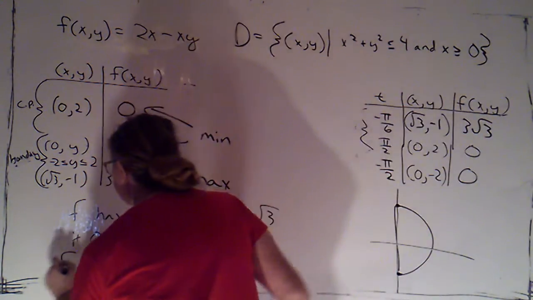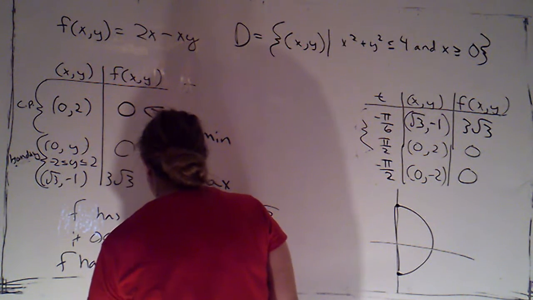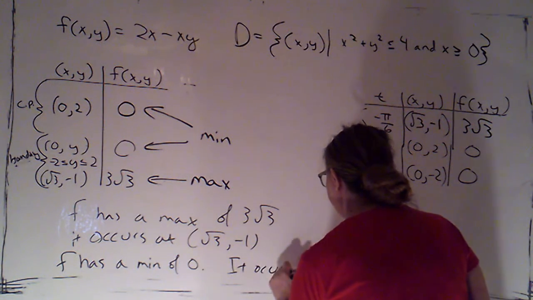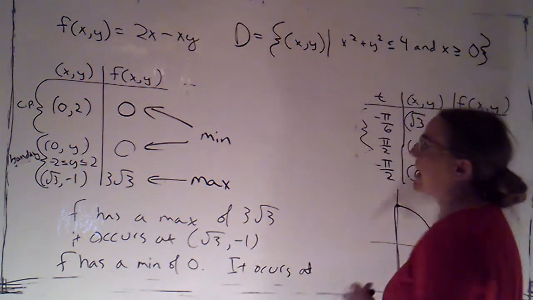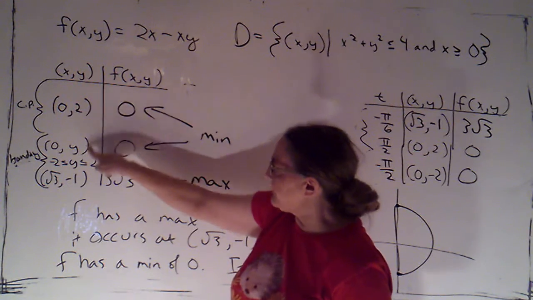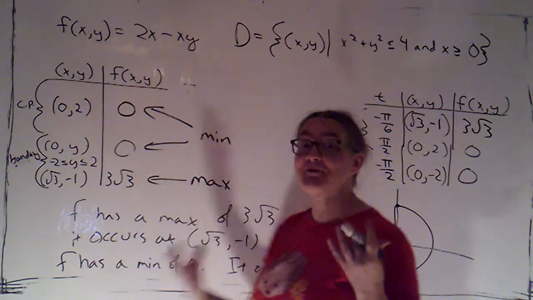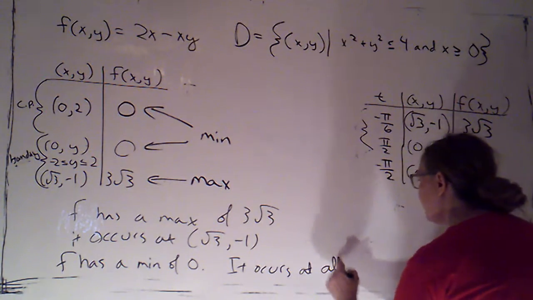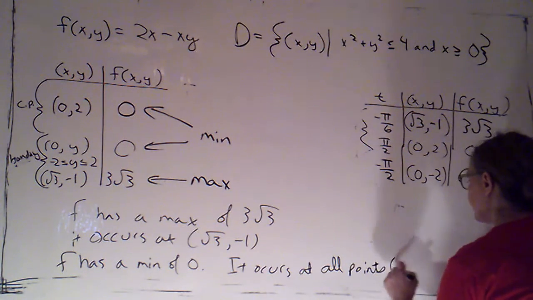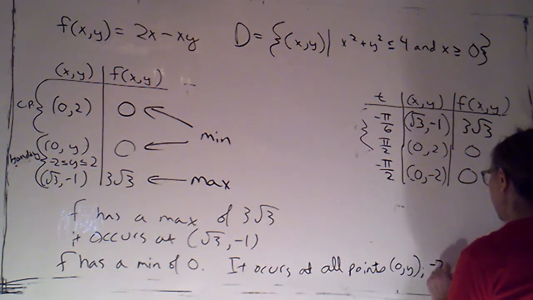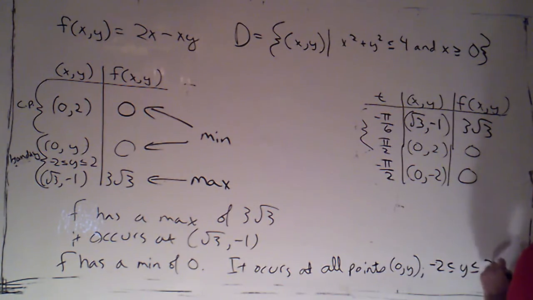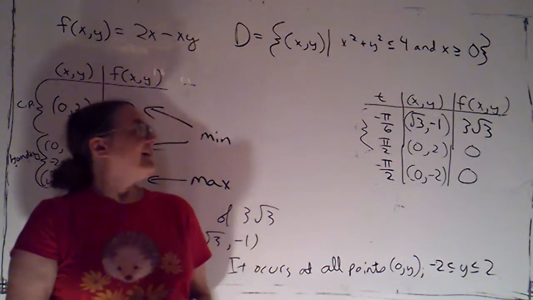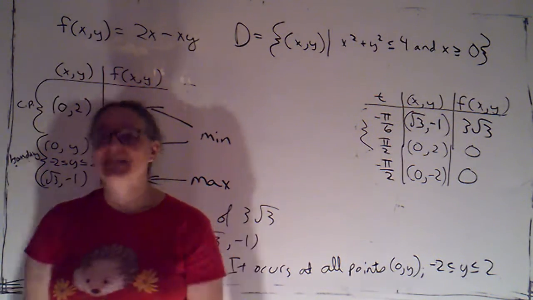And then f has a min of 0, and it occurs at, don't need to list that point separately because it's included here, but I do need to name all of those locations. So at all points 0, y, where y is between negative 2 and 2, including those endpoints. So that is the first problem.